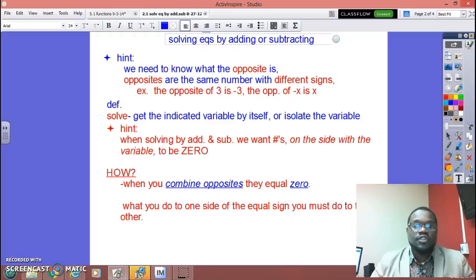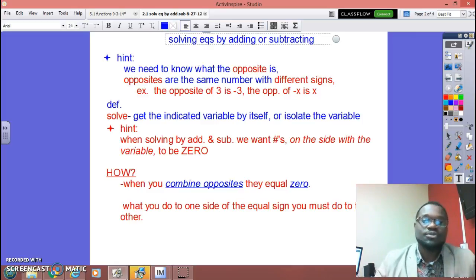Okay, this is our first set of notes, and so you would want to write down everything that you see here and any examples that I do. And so let's get into it. Alright, solving equations by adding or subtracting.